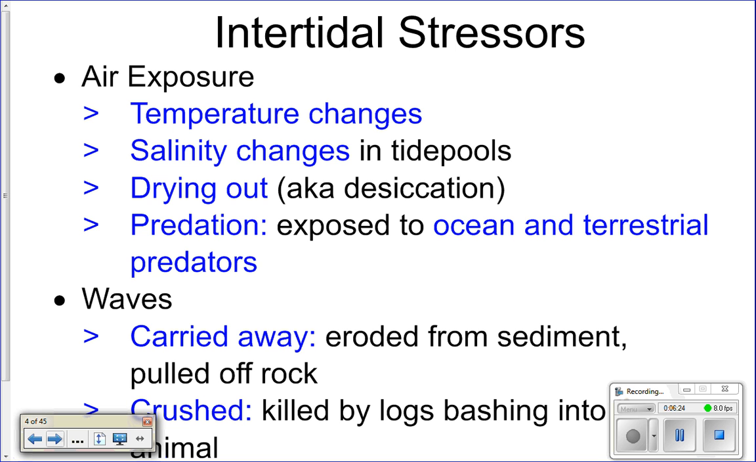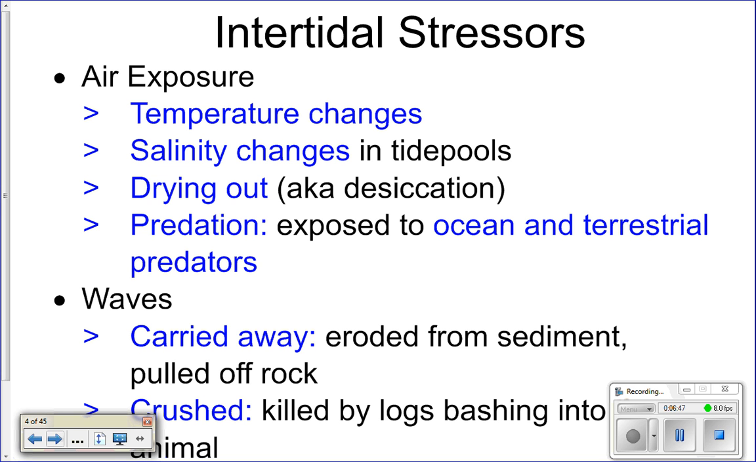What happens if it's a rainy day? Less salty. So it's hypotonic, so the water tends to go into the animal's cells, right? So animals that live in these tide pools have to be able to deal with these salinity changes as well, okay? Whereas if they're constantly in the ocean, that doesn't happen, right? So salinity change poses a problem.